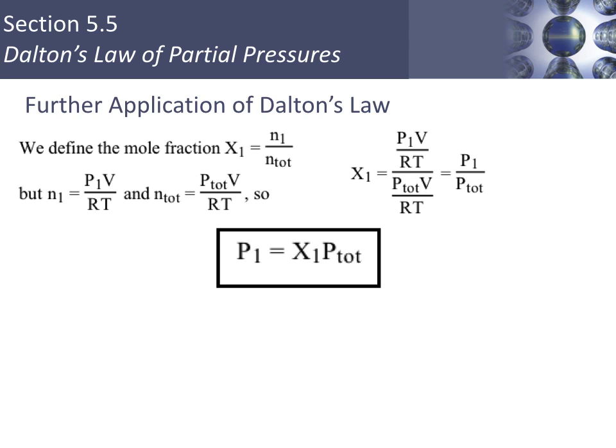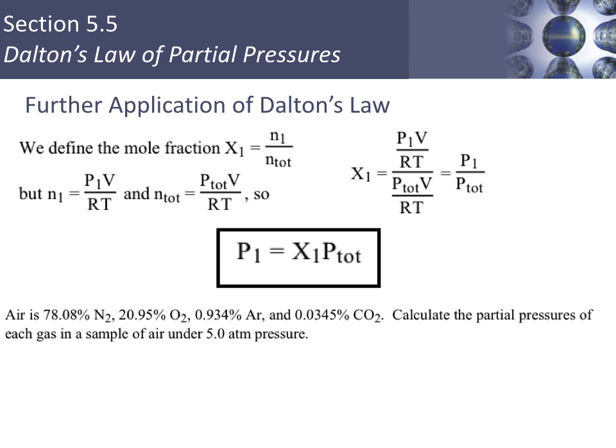What that means is that if we didn't know the individual pressure of a gas, we could figure it out by multiplying the total pressure by the mole fraction of the gas that we're interested in. So for example, and I know these words are small, but basically what we have here is air is 78.08% nitrogen, 20.95% oxygen, 0.934% argon, and 0.0345% carbon dioxide.